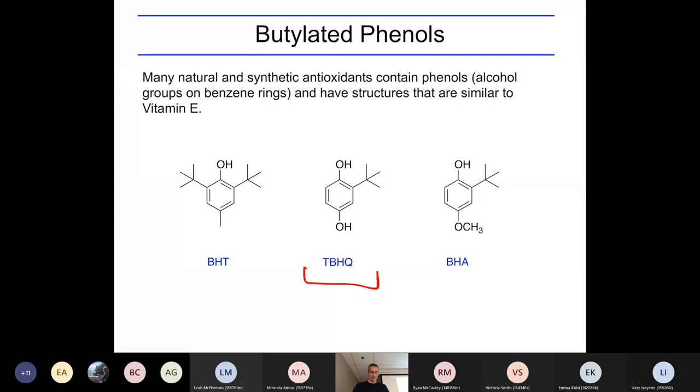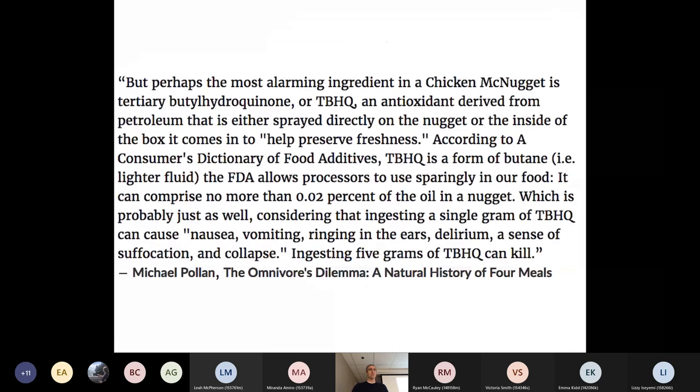TBHQ is one of these food ingredients that certain people are very nervous of, even though it's been well studied and known to be safe. This is from Michael Pollan's book, The Omnivore's Dilemma, who says, perhaps the most alarming ingredient in a chicken McNugget is tertiary butyl hydroquinone, or TBHQ, an antioxidant derived from petroleum. It's either sprayed directly on the nugget or the inside of the box to help preserve freshness. According to Consumer's Dictionary of Food Additives, TBHQ is a form of butane, lighter fluid.